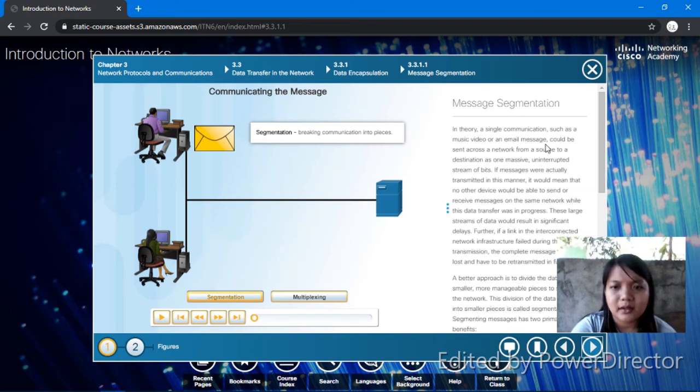Now, message segmentation. Segmentation is breaking communications into pieces. In theory, a single communication such as music, video, or email messages could be sent across the network. So it's like segmenting a message. If a message were actually transmitted in one piece, it would be sent to other devices.